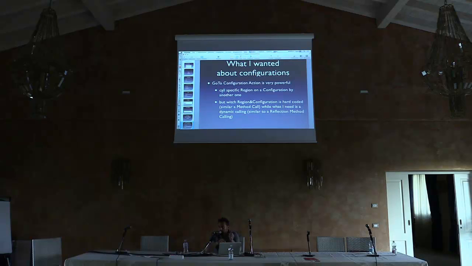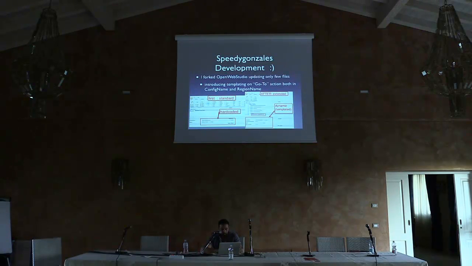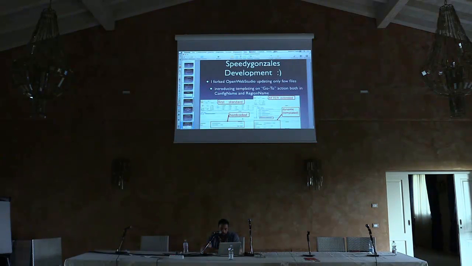So I forked the OpenWay Studio, updating only a few files, introducing a template on the goTo action. And the fifth version is this, with configuration select region where I want to go, and after an extended version we can have a dynamic template with all the powerful templating options of OWS Studio also in the goTo.